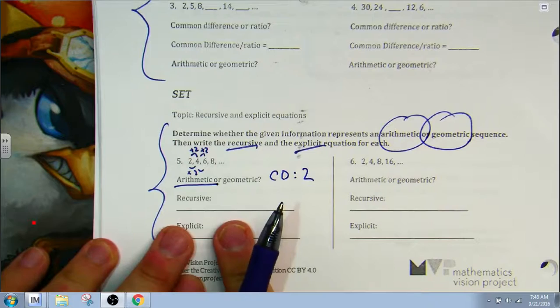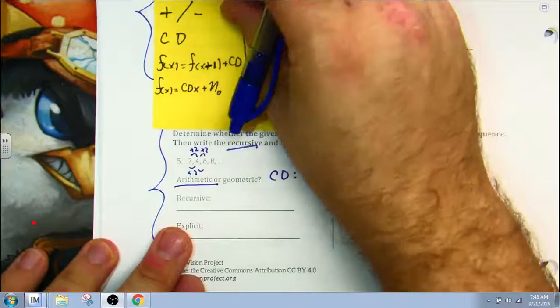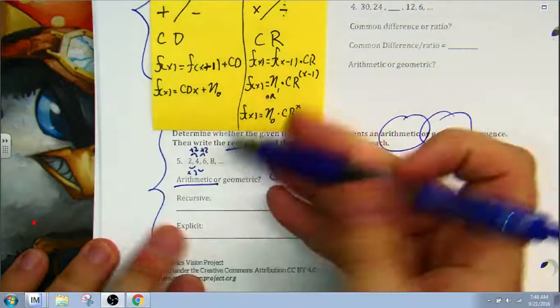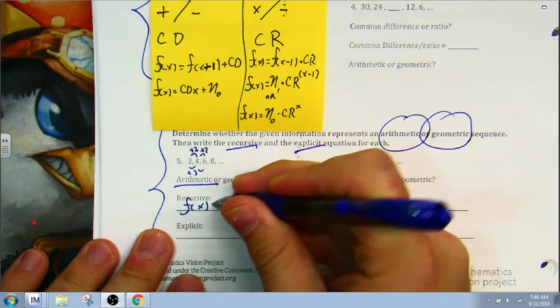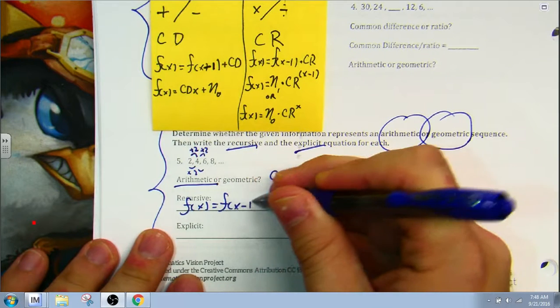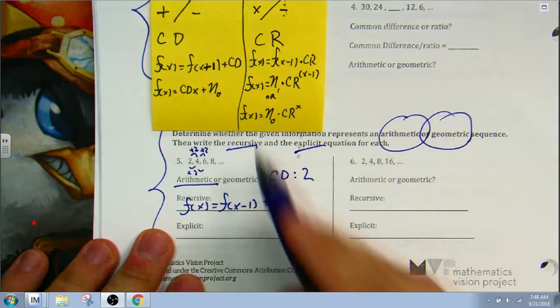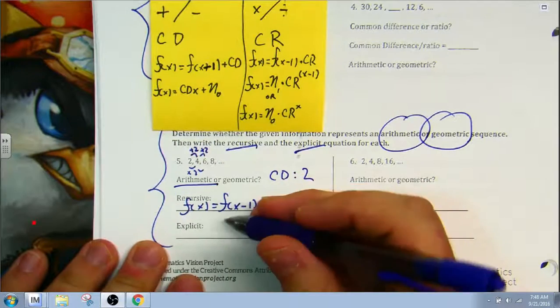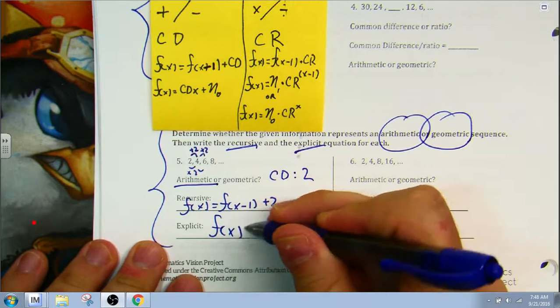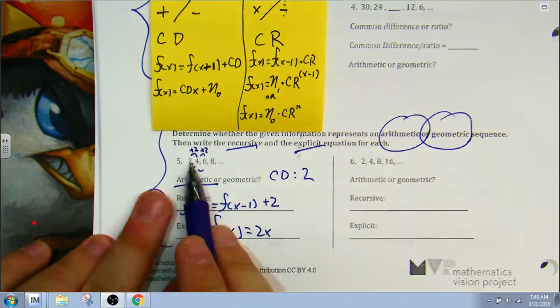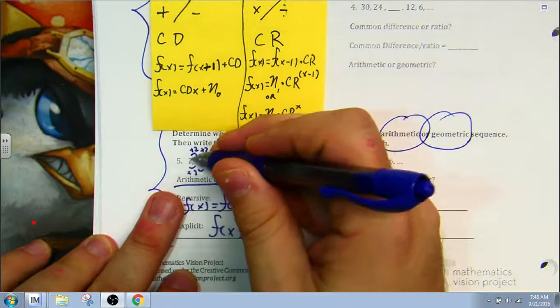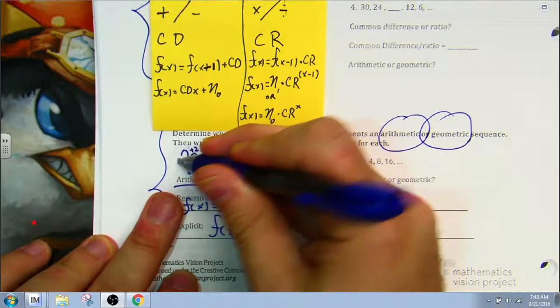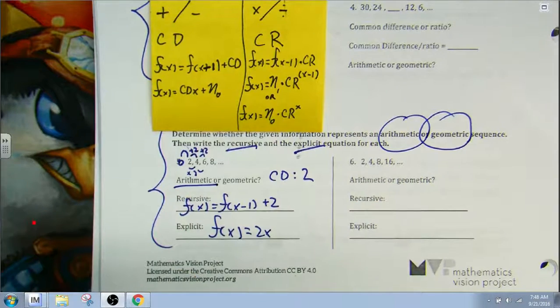So my recursive, all I have to do is refer back to this. I see that f of x is f of x minus 1 plus 2, because all I did was put in 2 for my common difference. And my explicit form would be f of x equals 2x. And then what's my 0th term? Well, my first term was 2, and I add 2, so it would be 0, so I'm just done. That's all I have to do.